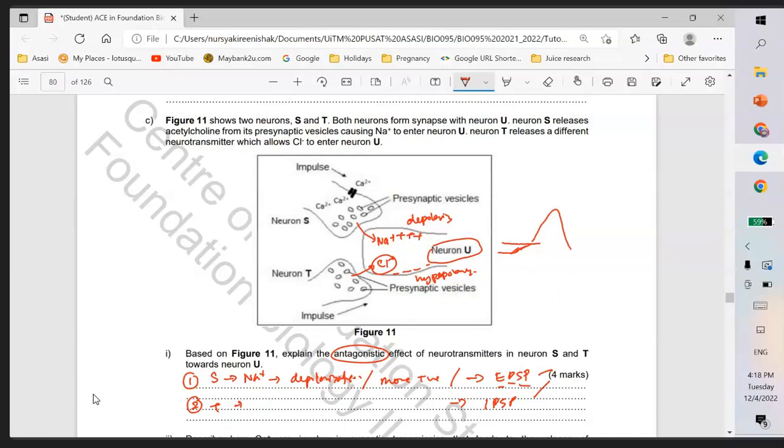Of these two neuron, neuron S, neuron T, yang mana akan menghasilkan action potential dalam neuron U? Neuron S. Neuron S, obviously kan. Sebab neuron S akan boleh sampai ke threshold dan menyebabkan the membrane become more positive to reach the peak of an action potential, which is positive 30 millivolt.